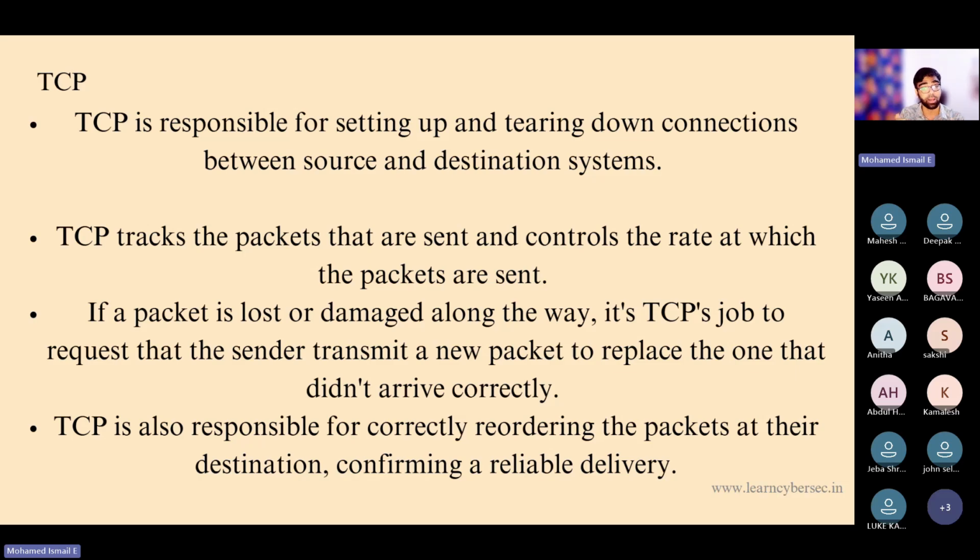TCP tracks the packets that are sent and controls the rate at which the packets are sent. It puts a window, the transmission window. Within that, how many packets I can send between the particular source and destination based on the bandwidth. Imagine in simple terms there is a water pipe. In that pipe, per minute, you can only send 100 liters of water. If you send 1,000 liters of water, the pipe may break. That's what TCP tracks, the packet rate. It can understand the network bandwidth.